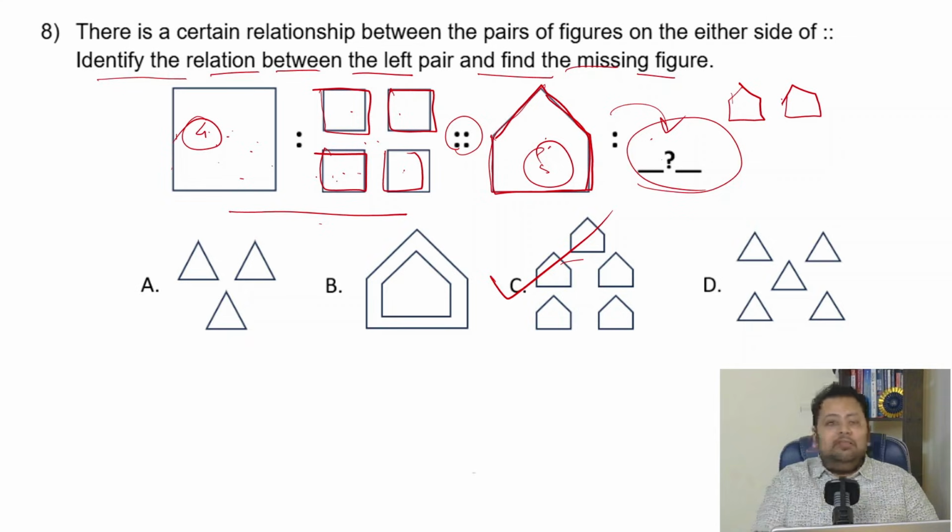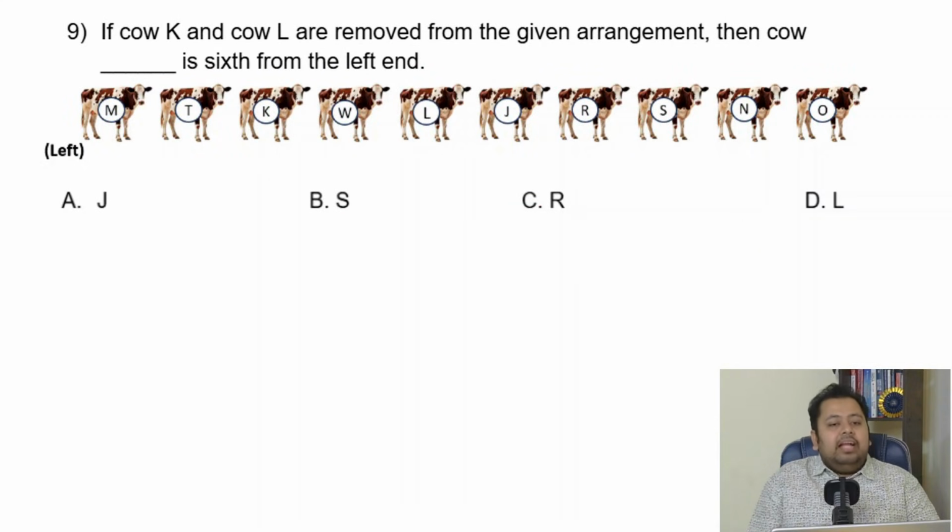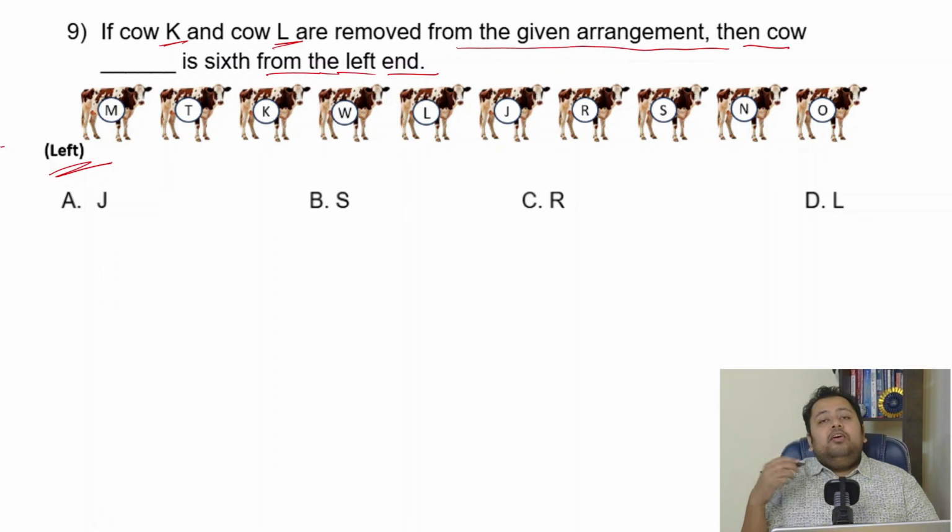And now we move to question number 9. If cow K and cow L are removed, right? So a certain number of cows are given here, and a letter is given to each and every cow. This is the left side that is given. So if cow K and cow L are removed from the given arrangement, then cow dash is sixth from the left end. So this is the left end. From the left end, what would be the sixth cow if cows K and L are removed? So remove K and L from the picture and then find out which one is sixth from the left side. Pause the video, solve the question first, and then look at the solution.